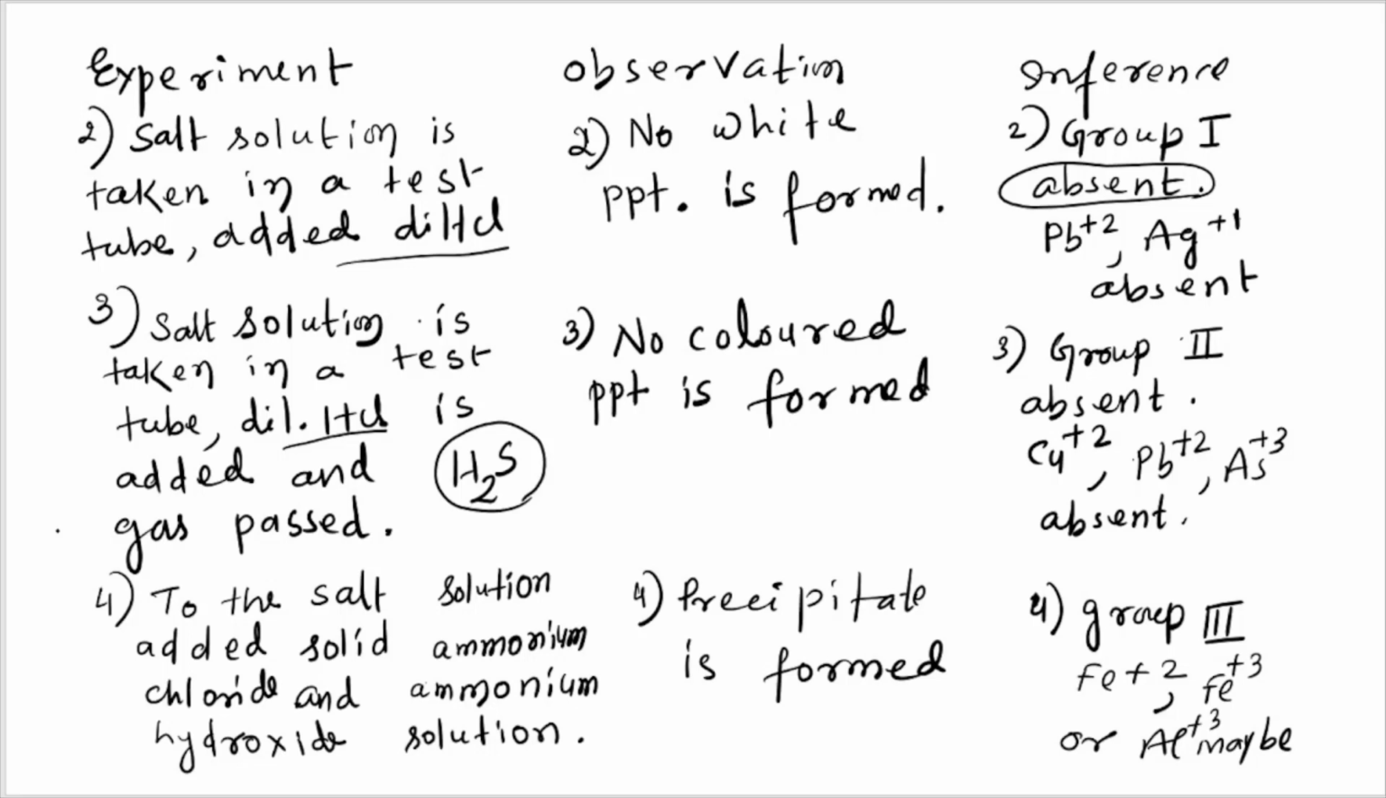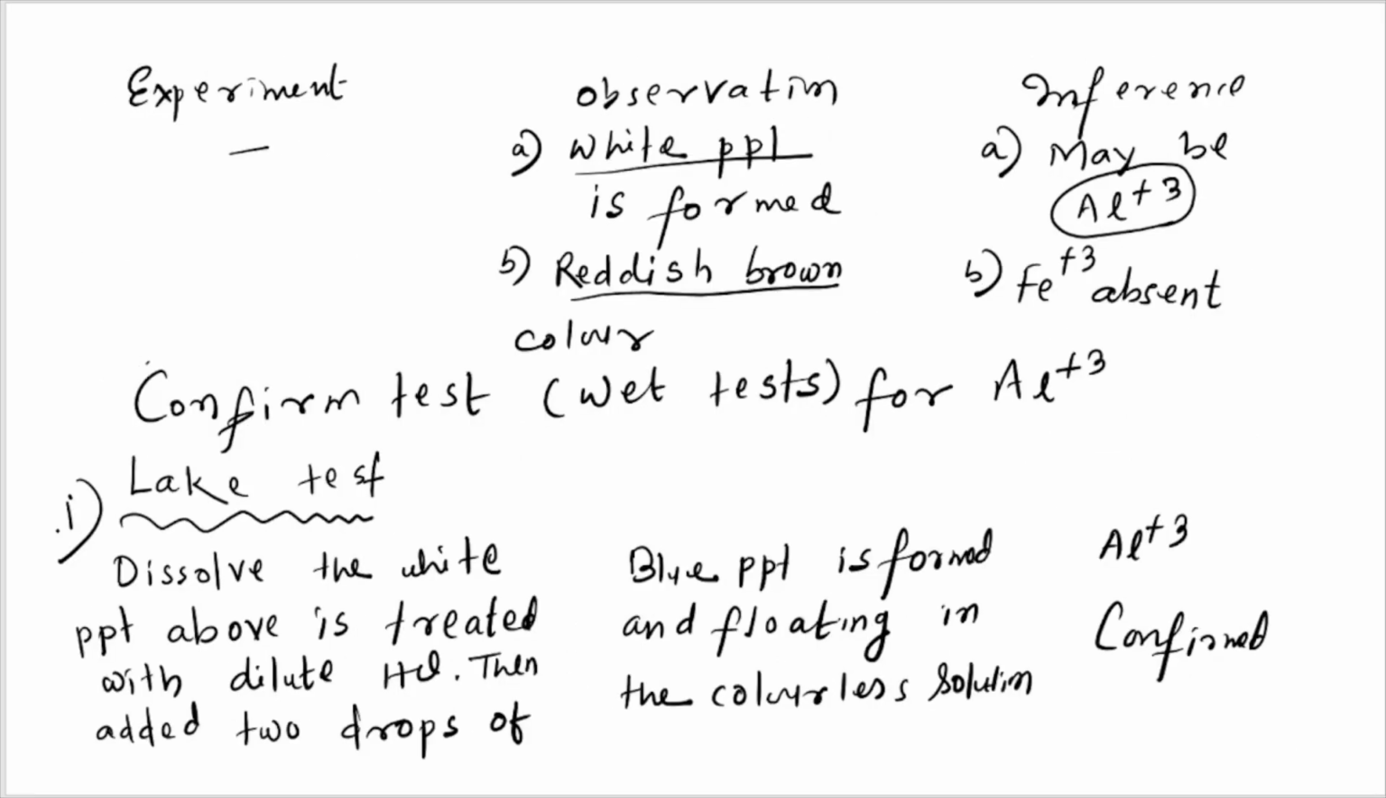But when you add solid ammonium chloride and ammonium hydroxide for group 3, here precipitate is obtained. And there are 2 types of precipitate that may be obtained, but here by chance you are getting only white precipitate, that means maybe Al plus 3. If you know it is maybe Al plus 3, then you should go to the confirmatory test, that is lake test. Lake test, that is dissolve the white precipitate in dilute HCl, then add 2 drops of blue litmus solution, and add ammonium hydroxide until the blue precipitate is floating on the surface. And lastly, you are sure that your given salt has Al plus 3 basic radical, or you can say Al plus 3 cation.